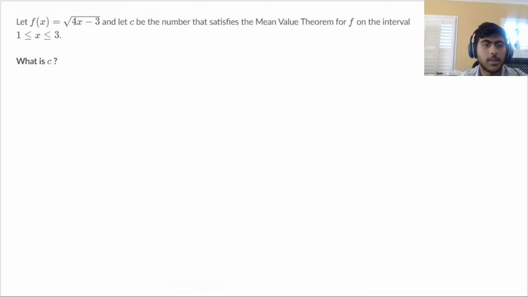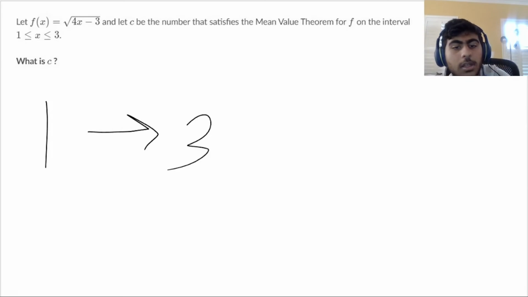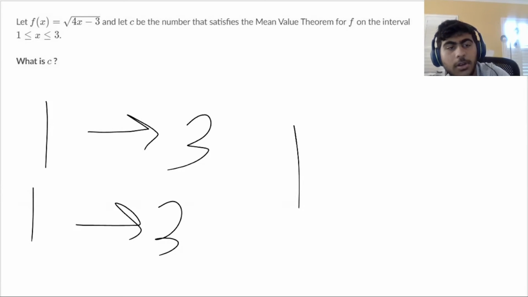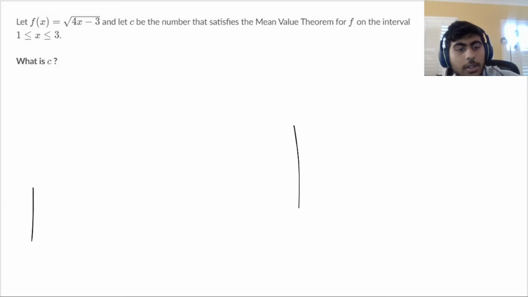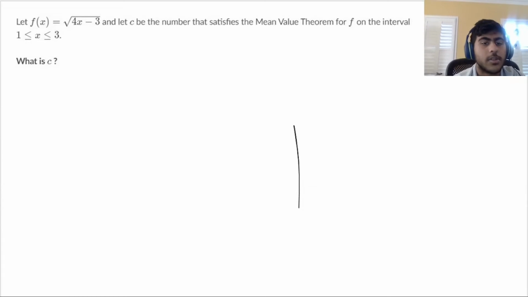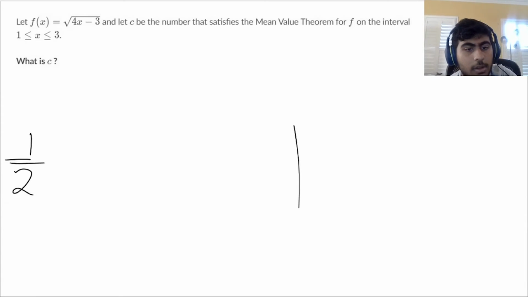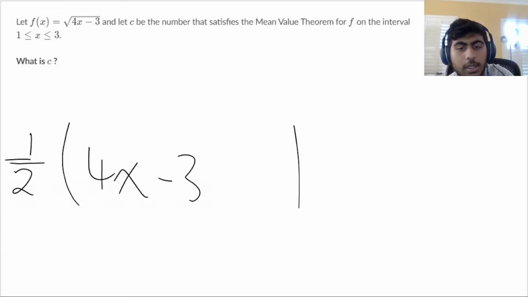Let's move on. All right, this is the last question on the mean value theorem, and we have f of x equals the square root of 4x minus 3 over 1 to 3. Yes, you know the drill right now. We go from 1 to 3 in the interval as well, so our change is 1. And then the derivative is going to be 1/2 times (4x minus 3) to the negative 1/2 times the 4.